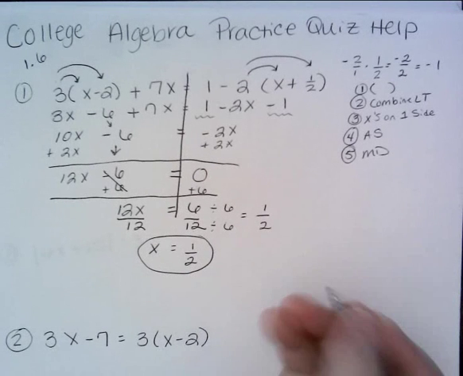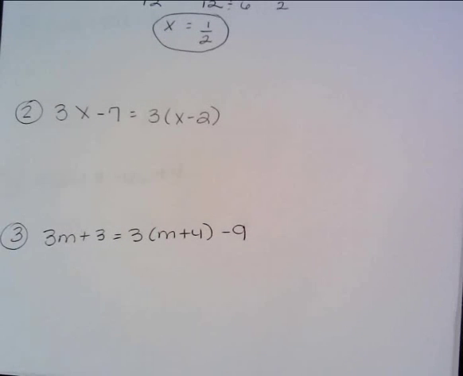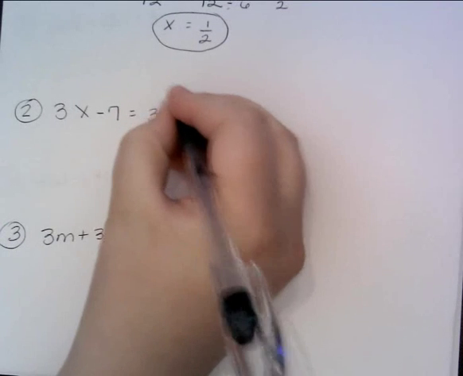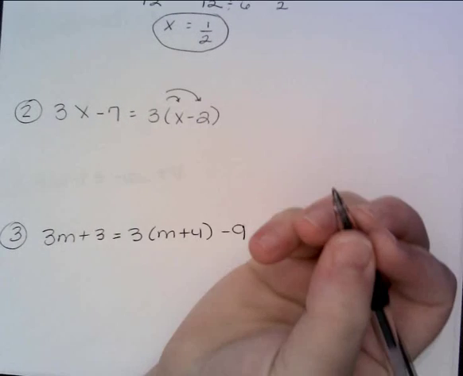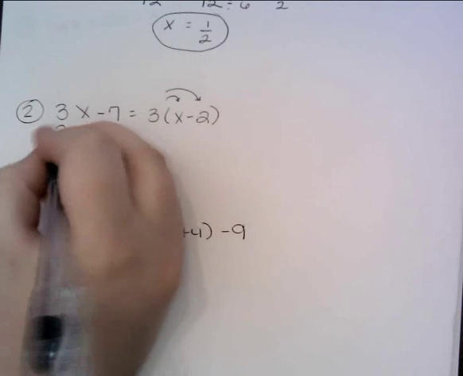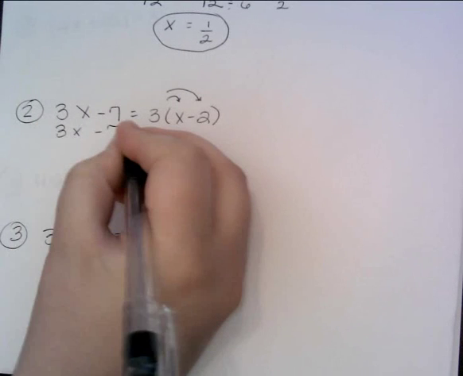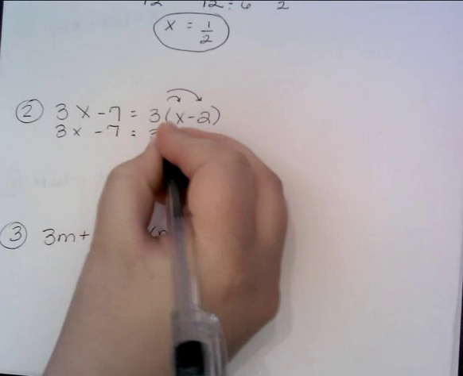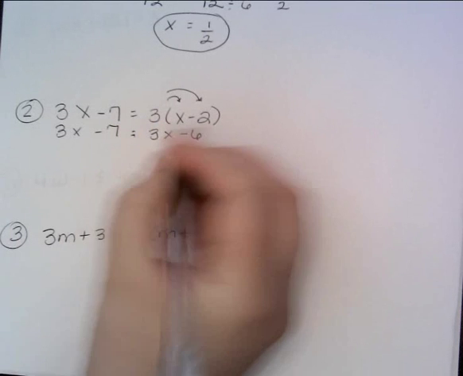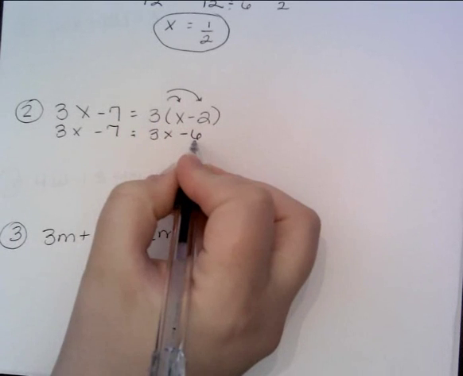Okay? Now let's move on to problem number 2. So on problem number 2, again, get rid of those parentheses first. So we have 3x minus 7 equals 3x minus 6, because 3 times negative 2 is negative 6.